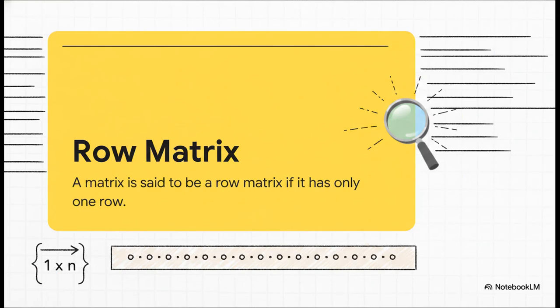Naturally, we contrast that right away with the row matrix. It's the exact opposite. You can have as many columns as you want stretching way out to the right, but if all your data is sitting on one single horizontal line, you've got a row matrix. Its order is always 1 by n. Keep the energy up, we're flying through these.